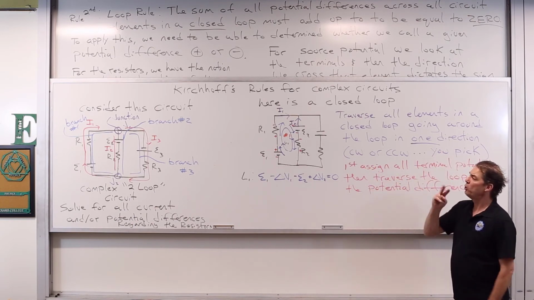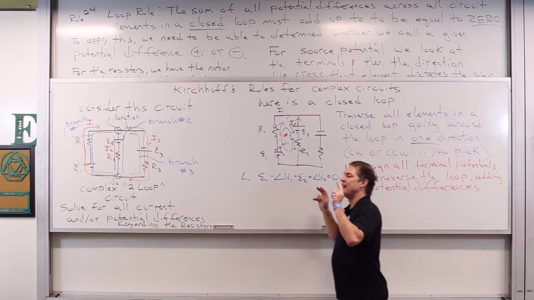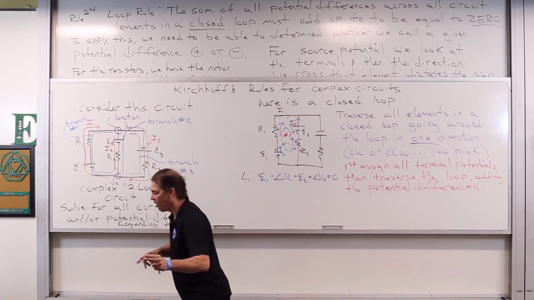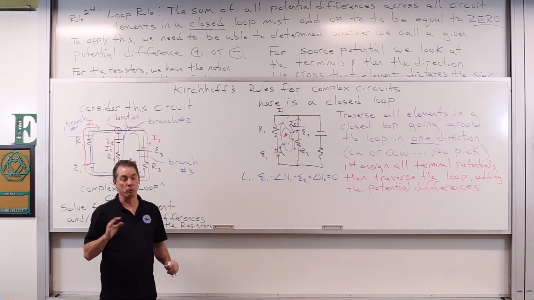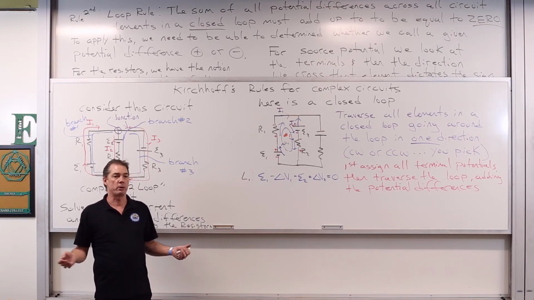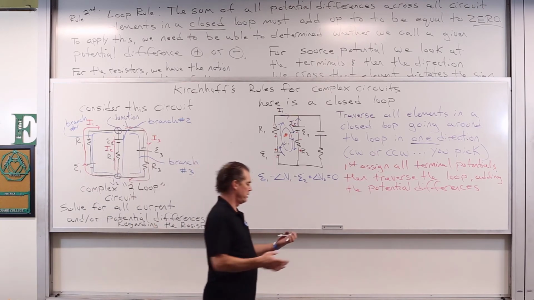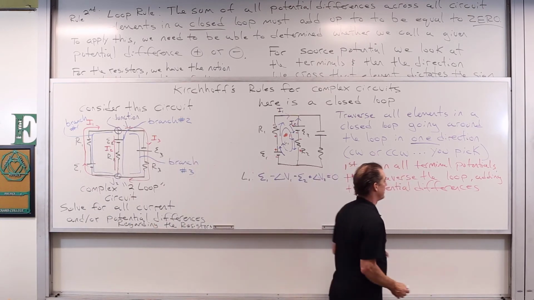Well, for a 2 loop circuit, we do 2 loop rules. For however many loops there are, that's how many loop rules you'll need. If it's a 3 loop circuit, you'll need 3 loop rules. 4 loop circuit, you'll need 4 loop rules. This is a 2 loop circuit, so we need 2 loop rules, excuse me.